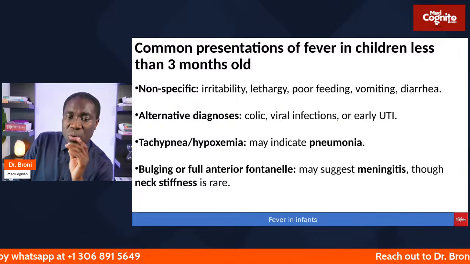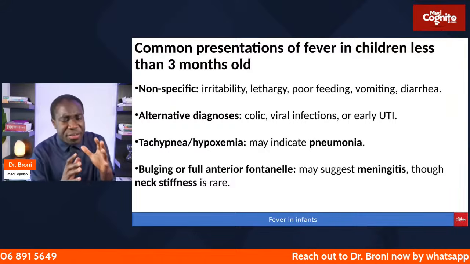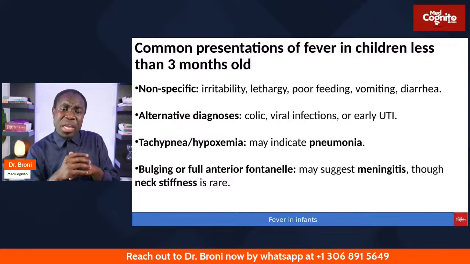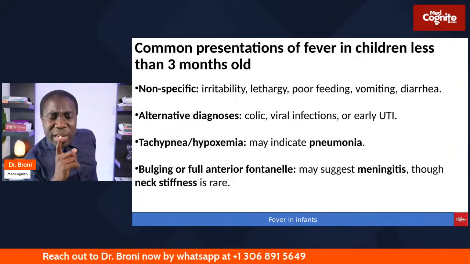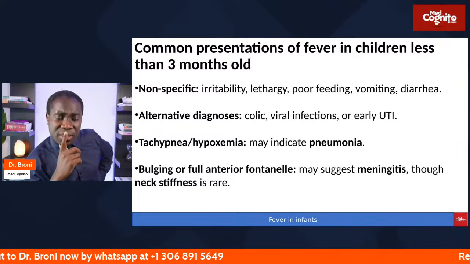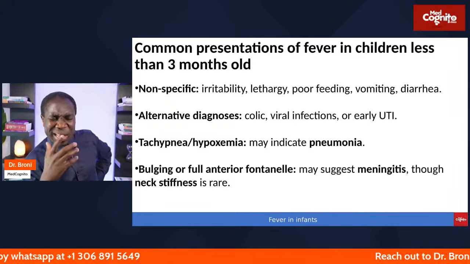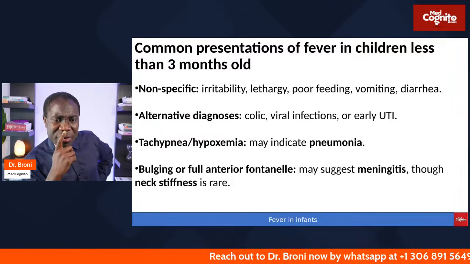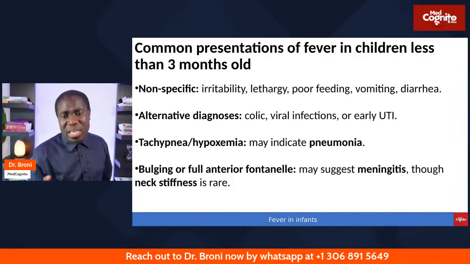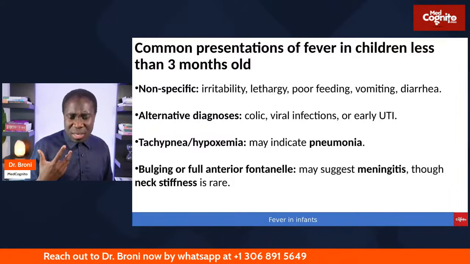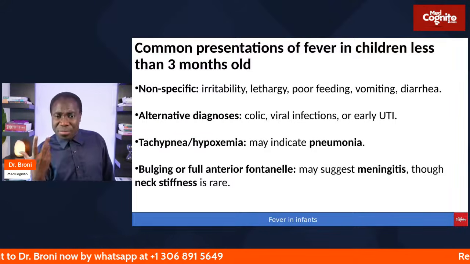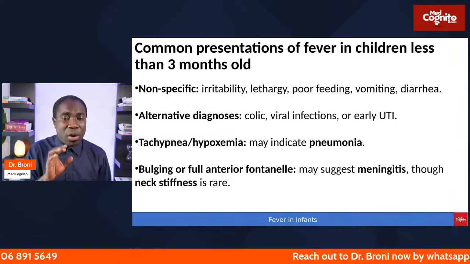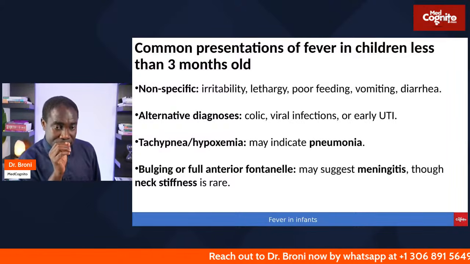Okay, so what are the common presentations of fever in children who are less than 3 months of age, which at times may not be so obvious? There are some non-specific features. One of them is irritability. The child is very irritable. They may be lethargic. They may feed poorly, so they may not be latching onto the breast very well. They may be vomiting. They may have diarrhea. These point to badness in these children, right?